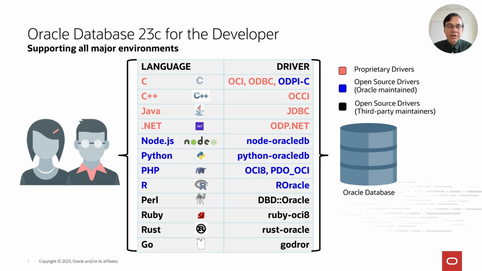In terms of the development environments, we support all the popular programming languages. For C, C++, Java, and .NET, we have proprietary drivers. For Node.js, Python, PHP, and R, we have open source drivers, which are maintained by Oracle, but you can also contribute to them. For Perl, Ruby, Rust, and Go, we have open source drivers, which are developed and maintained by third parties. And we do work with them and help them whenever necessary. So we have the full spectrum of drivers to support all the development communities.